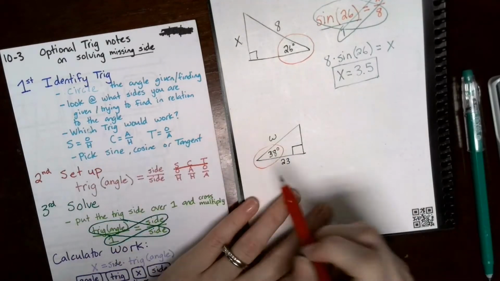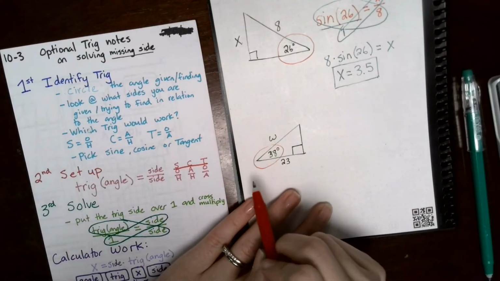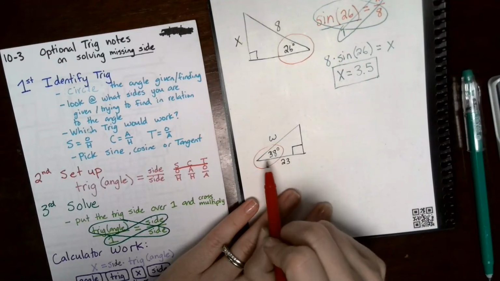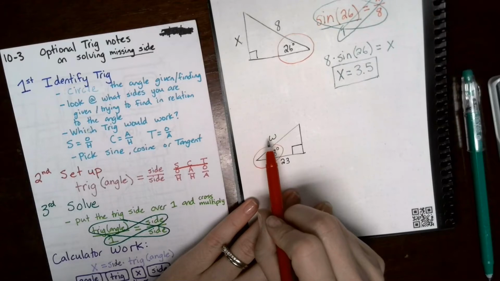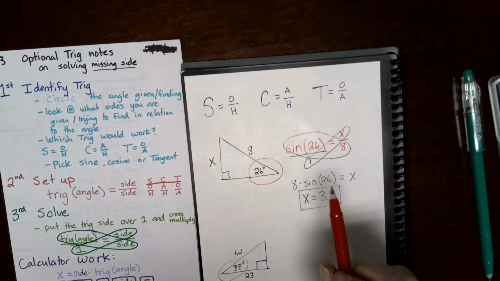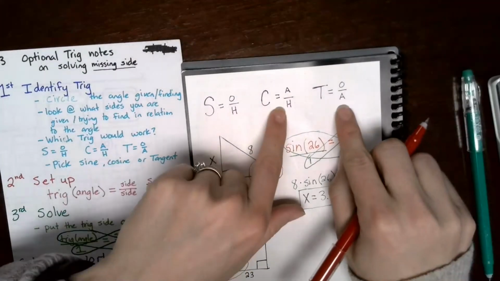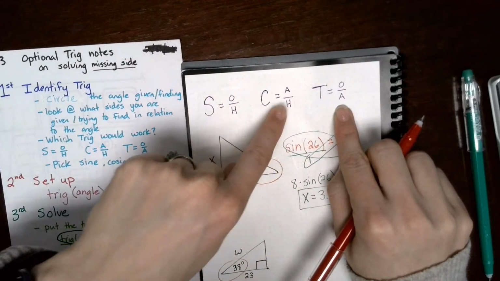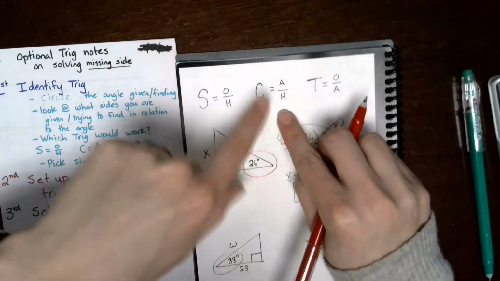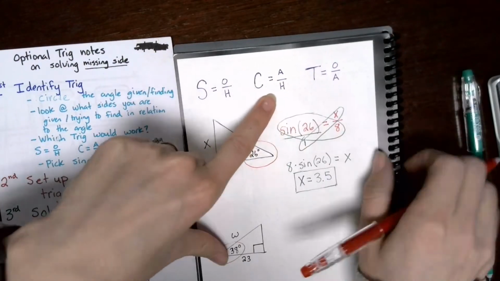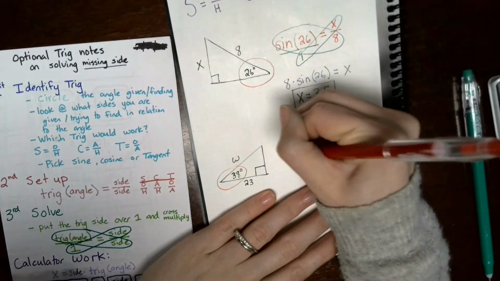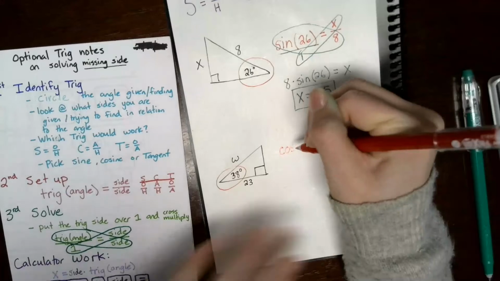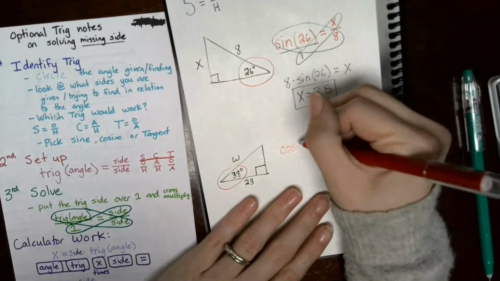Look at what sides you're given in relationship to the angle. So it looks like I'm given the adjacent side, and I'm trying to find the hypotenuse. So looking at SOHCAHTOA, adjacent is cosine and tangent, hypotenuse is sine and cosine, so it looks like I'm going to be using cosine, adjacent and hypotenuse.